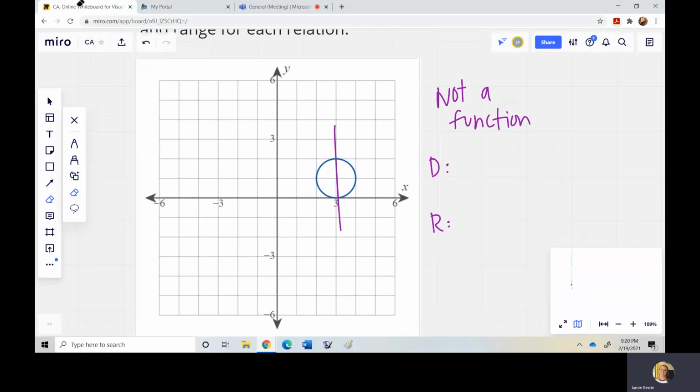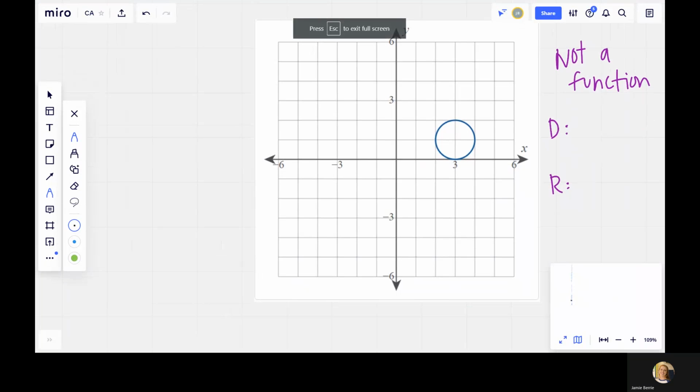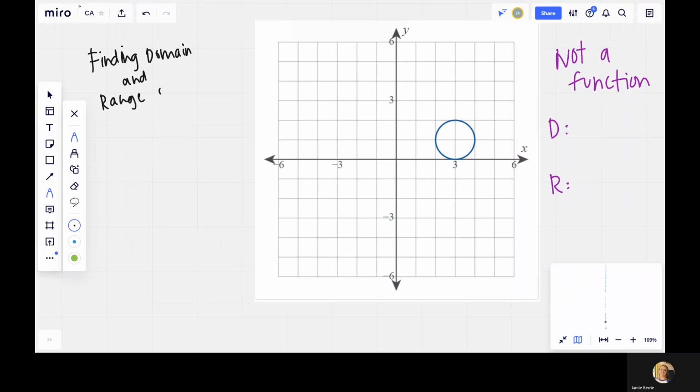Now, I want to talk about finding the domain and range of a graph. Sometimes finding the domain and range of a graph can be tricky, maybe if you're not like a visual person. So let me give you some tips. I'm going to just scoot over here a little bit for finding the domain and range when you are working with a graph.